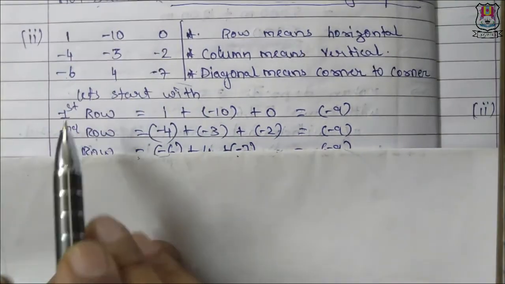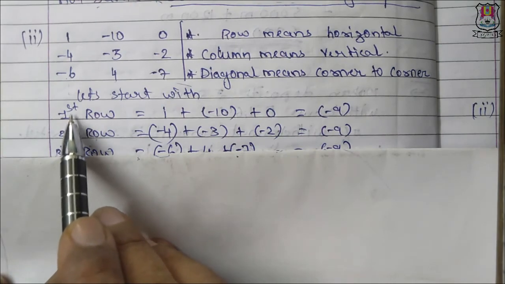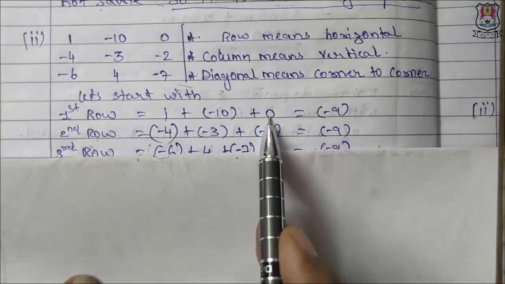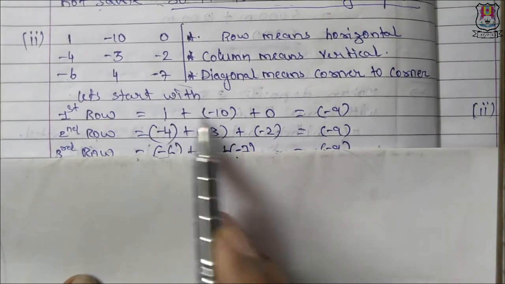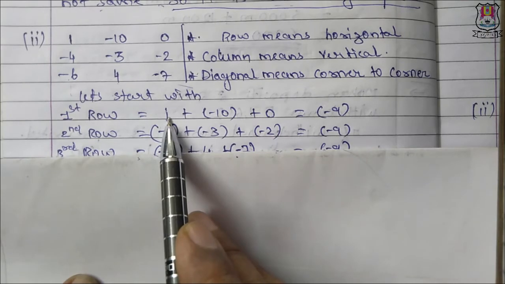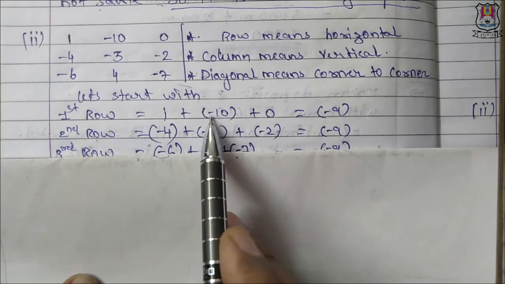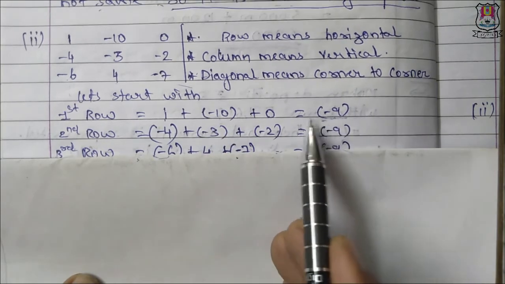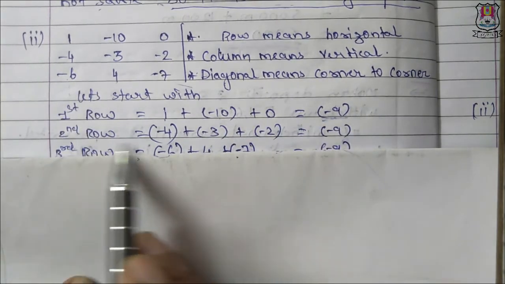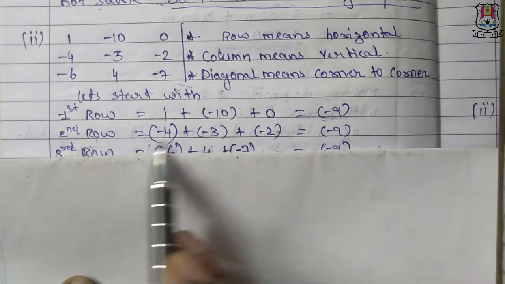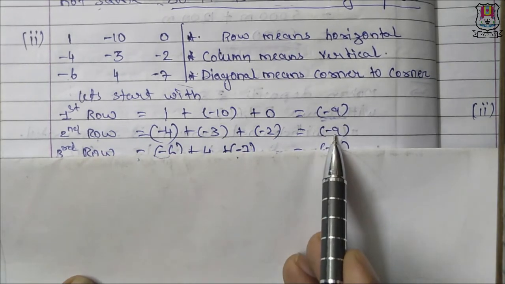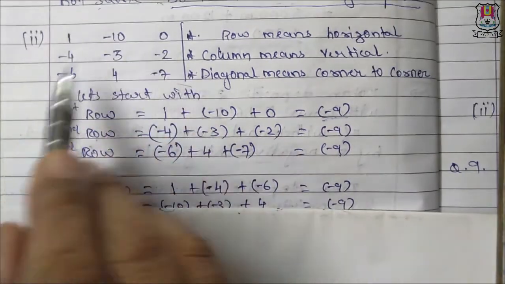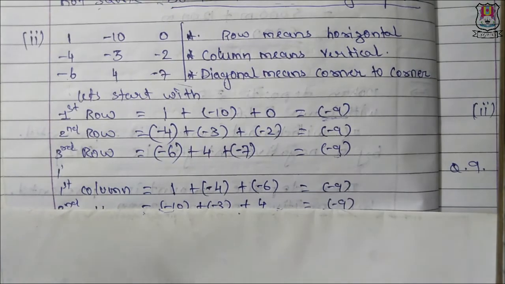This is the first row, and the first row is 1 plus minus 10 plus 0, giving plus minus minus. So 10 minus 1 is 9, and 10 has the negative sign and is the bigger number, so the answer is minus 9. So the first row has the answer minus 9. Second row, the same way, you can add and subtract, we get minus 9. Third row also, all the rows give minus 9.